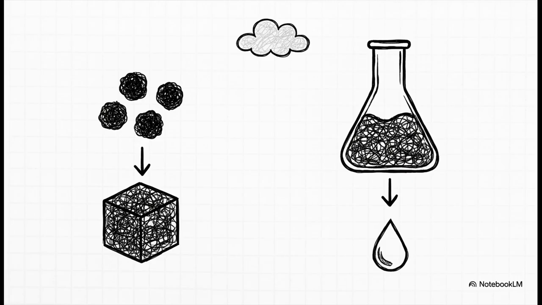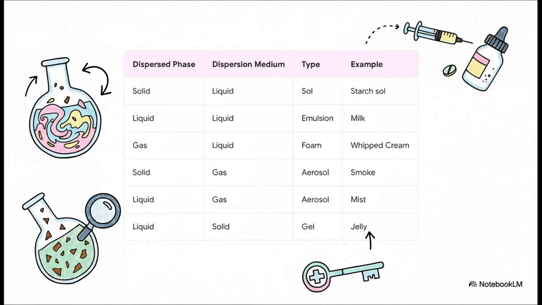All right, the most straightforward way to classify them is just by looking at the physical state of their parts. Think of it this way. It's kind of like making hot chocolate, right? You've got your dispersed phase, that's the chocolate powder, and you've got your dispersion medium, that's the milk you mix it into. So all we have to ask is, are these two parts solid, liquid, or gas? Simple as that. Now, this chart is really cool because it's basically a menu of all the pharmaceutical dosage forms you're going to work with.